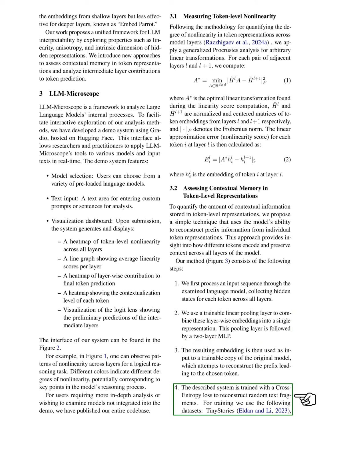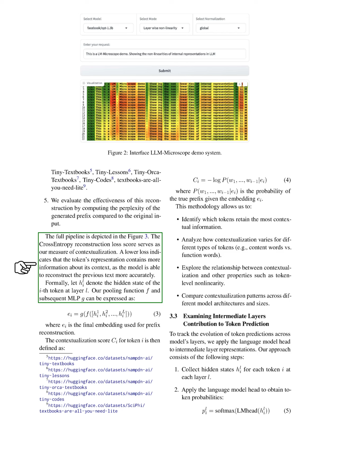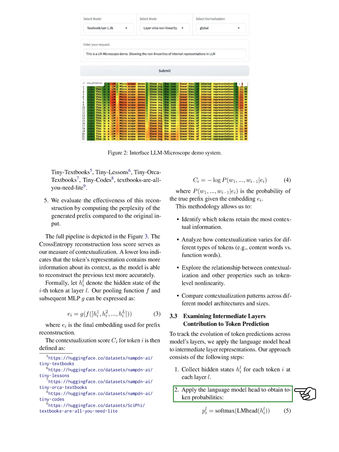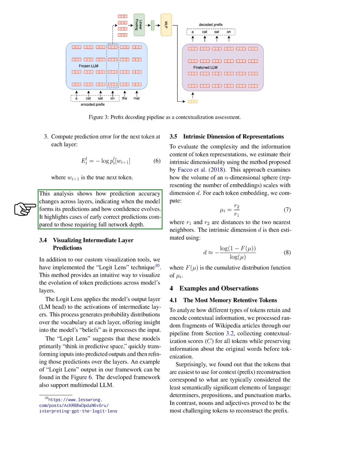We train this system to reconstruct text fragments using various datasets. The effectiveness of this reconstruction is measured by the cross-entropy loss, where a lower score indicates better contextualization. We also track how token predictions evolve across the model's layers. By collecting hidden states and applying the language model head, we compute token probabilities and prediction errors for the next token. This analysis reveals how prediction accuracy changes and when the model makes its predictions.